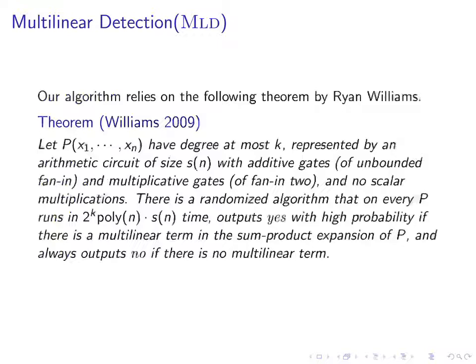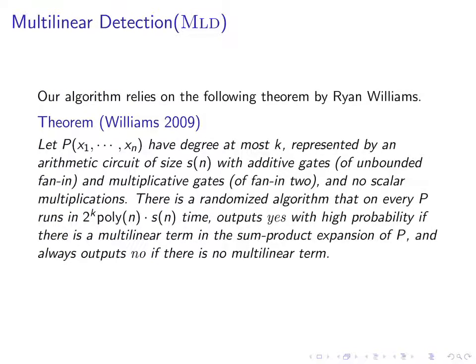Our algorithm strongly relies on the following theorem by Ryan Williams back in 2009. In this theorem, we are given a polynomial of degree at most k, represented by an arithmetic circuit of size S(n), with additive gates of unbounded fan-in and multiplicative gates of fan-in 2. And we assume that there are no scalar multiplications.